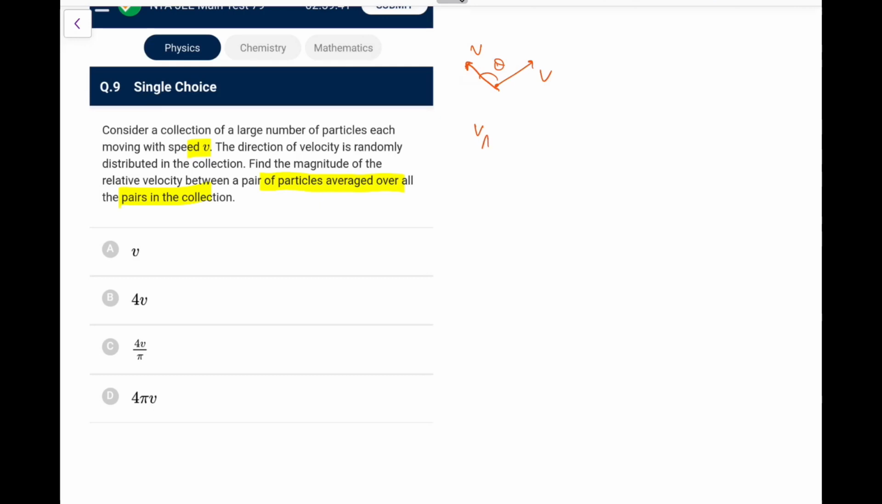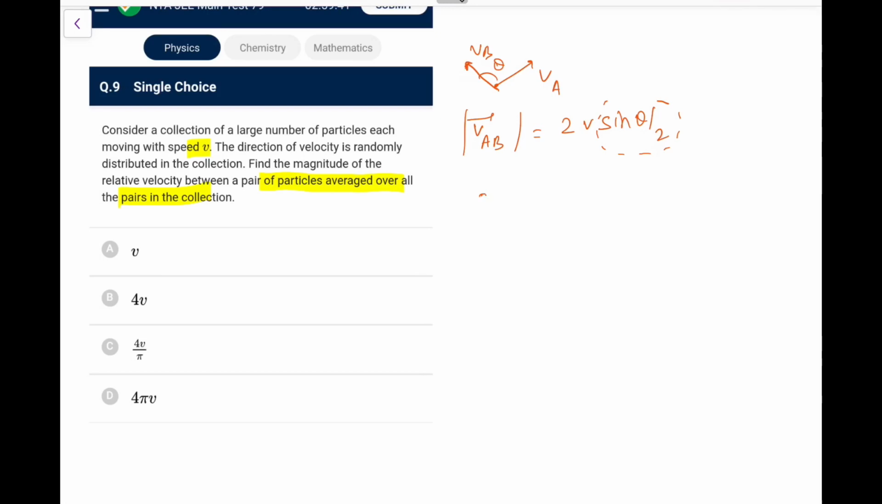So what we say is the relative velocity of A with respect to B, we can write vA minus vB. You remember two equal vectors, it would be 2v sine of theta by 2. If you add, it would be 2v cos of theta by 2. So this is 2v sine theta by 2, and now you have to average it over. So if you average it over the complete possibility, 0 to pi, that gives the magnitude of relative velocity.